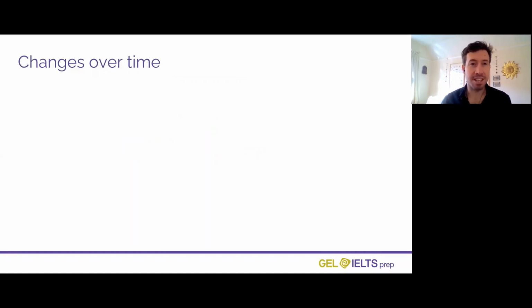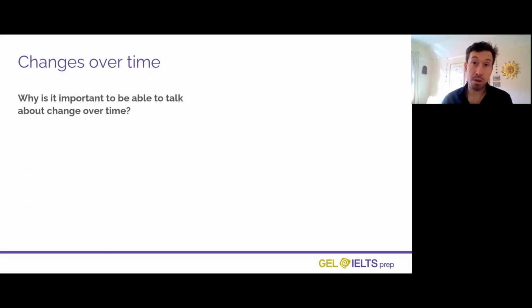So let's get started. So we're talking about changes over time, but why is it important to be able to talk about changes over time? Well, it's really important for task 1. The majority of task 1 questions will require it. The only ones that probably don't are maps and processes.